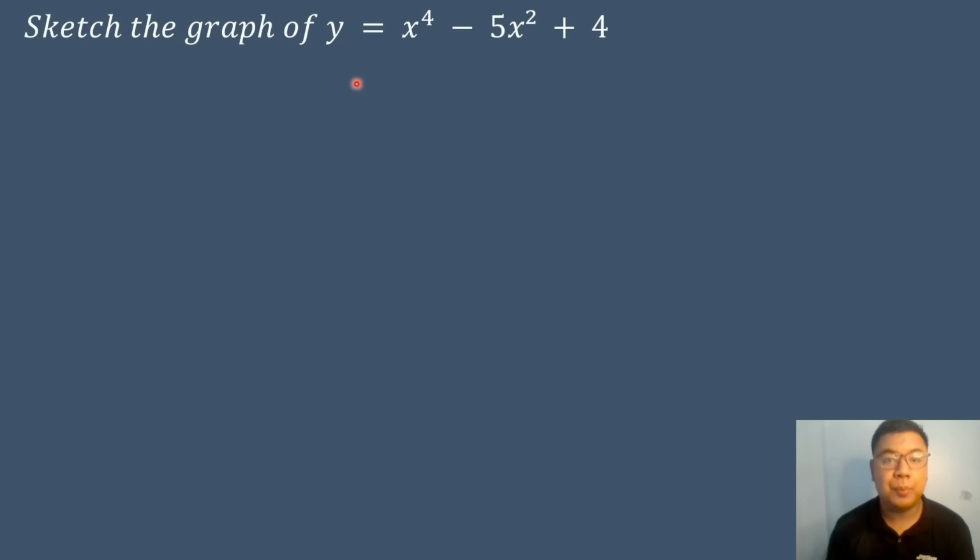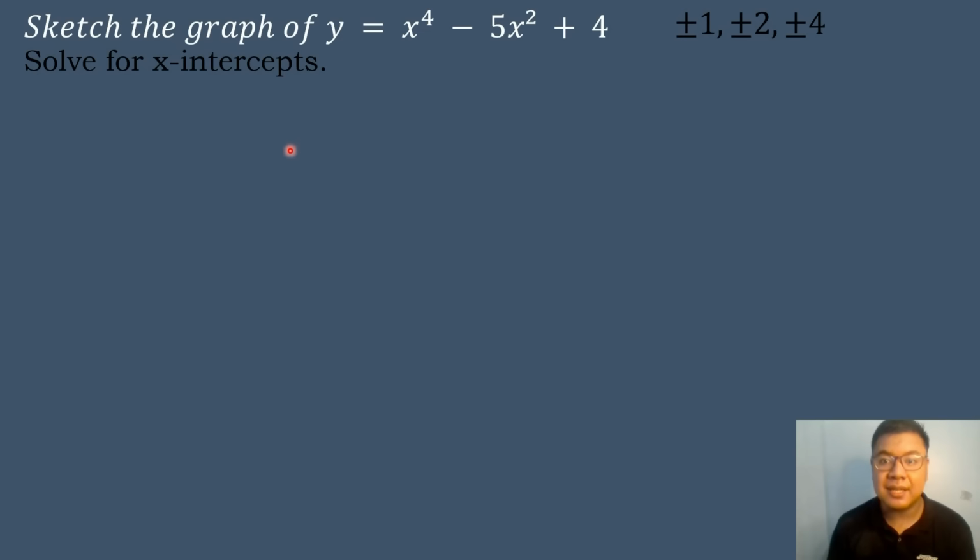Sketch the graph of y is equal to x to the 4th power minus 5x squared plus 4. So we need to solve for the x-intercepts. And to solve for the x-intercept, we will apply the rational root theorem. So we will get the possible roots of the polynomial equation. So we have positive negative 1, positive negative 2, and positive negative 4 as the possible rational roots.